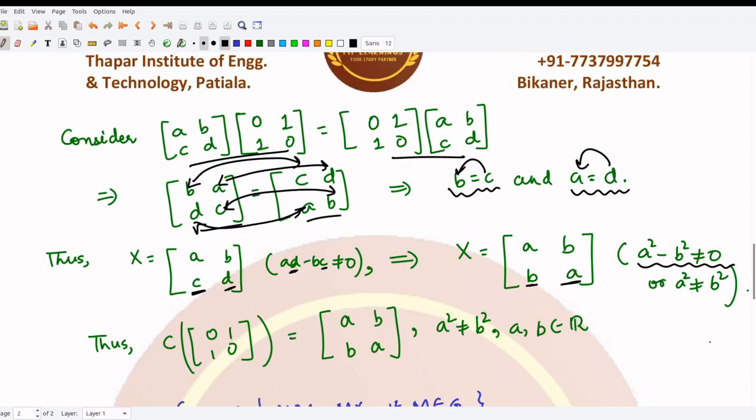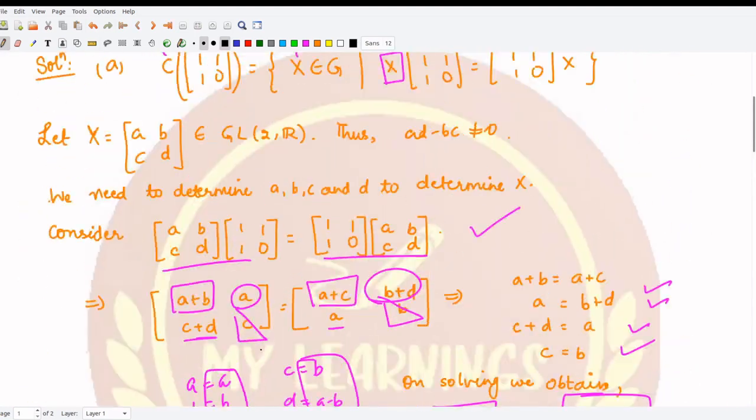Hence what is your X? Your X is a matrix of this kind, where the entries along the diagonals are the same, correct. So this is the centralizer of the element 0, 1, 1, 0 present in the general linear group of order 2 having entries from the set of real numbers.